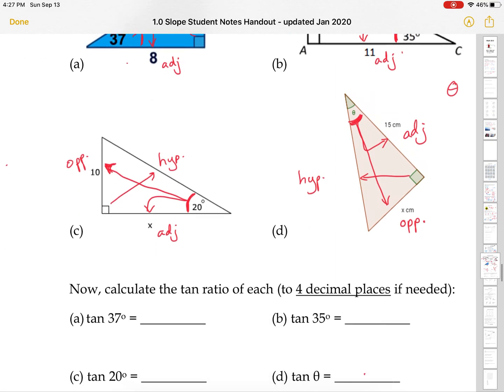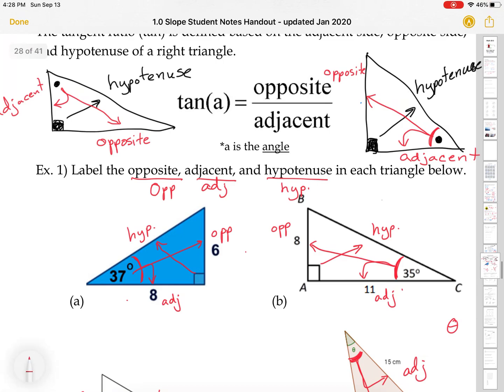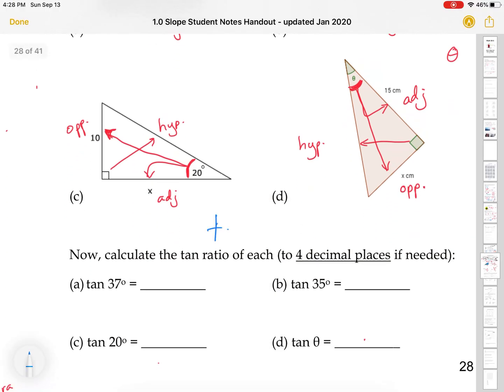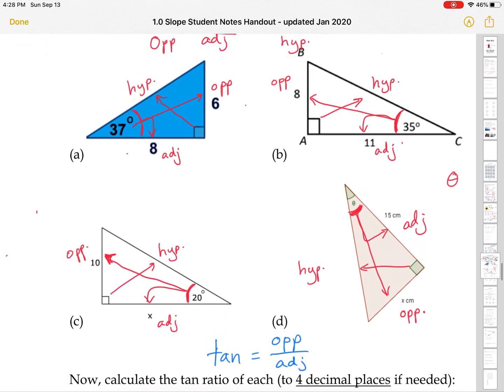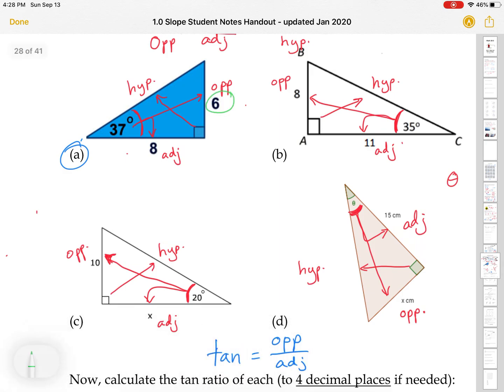Now, we've done that work. Now we're going to calculate the tan ratio. Up here in the original, it says the tan of A is opposite over adjacent, where A is the angle. So I'm just going to make a note of that. Tan equals opposite over adjacent, and those are the sides. For the first one, it says tan of 37. We have our blue triangle here, that's A. So our opposite is 6, and our adjacent is 8.